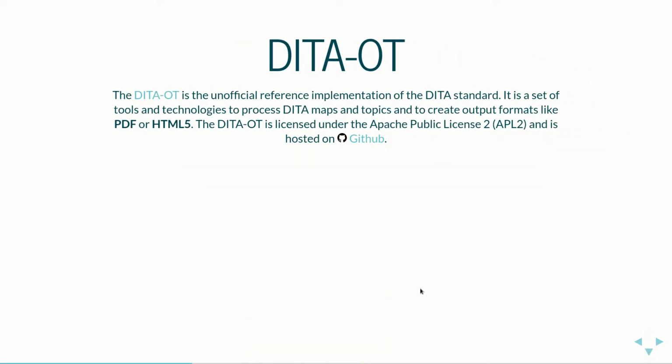So how is DITA converted to something else? There's an unofficial reference implementation of the DITA standard containing the grammar files and the processing. This is called the DITA Open Toolkit. The DITA Open Toolkit is licensed under the Apache Public License 2. So this is an open source, free software tool, and you would use this to convert your DITA files, for example, to PDF or HTML5. There are other DITA processors out there, but the DITA Open Toolkit is the most popular one.